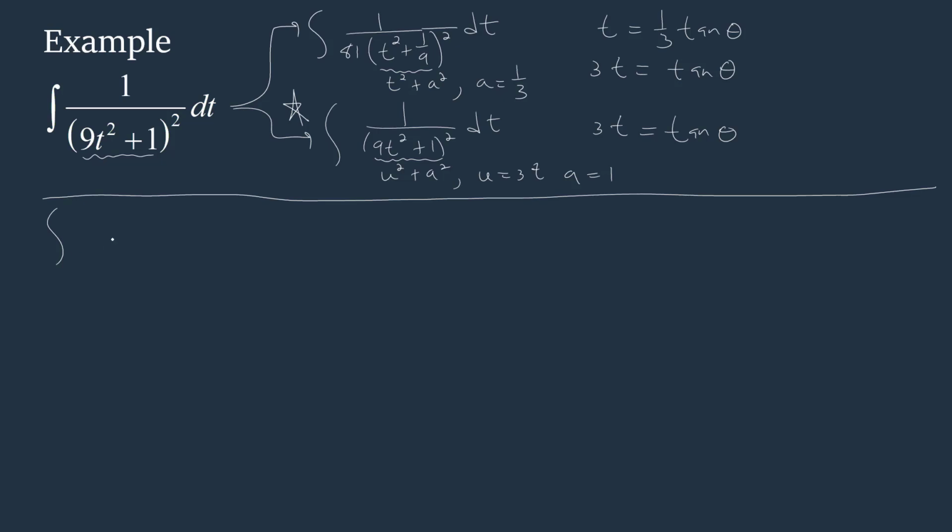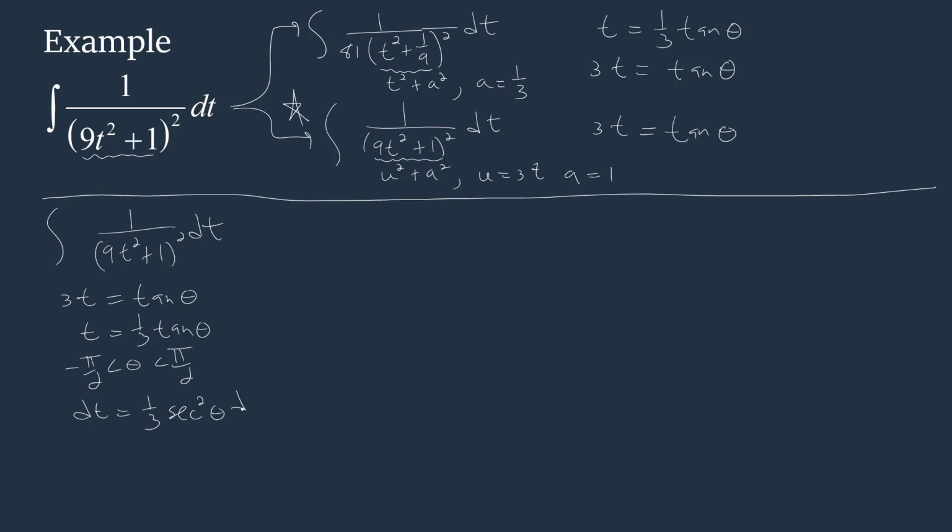So, the integration of 1 over 9t squared plus 1, that quantity squared, dt, we'll be using that 3t is equal to the tangent of theta, or in other words, t is equal to 1/3 the tangent of theta. That means that the angle range here is understood to be from negative pi over 2 up to pi over 2, and dt would equal 1/3 secant squared of theta d theta.